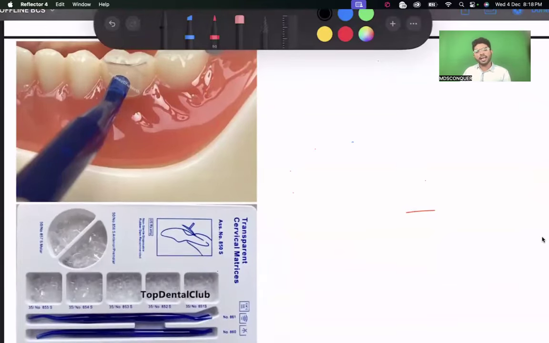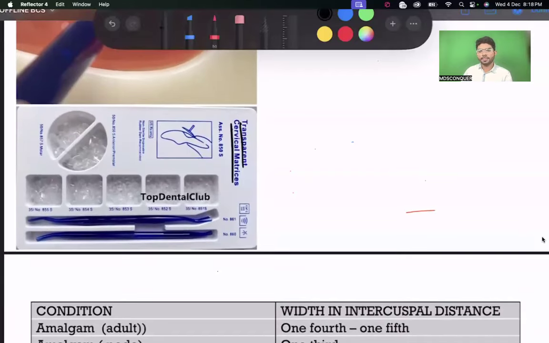This is called the cervical matrix, which is basically used to hold class 5 restorations. You have a handle and a transparent plastic-like frame through which you can cure the composite. So this is called a transparent cervical matrix. Clear, guys?